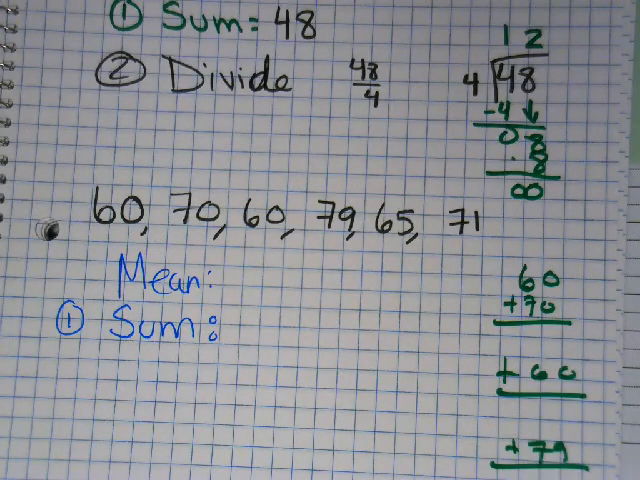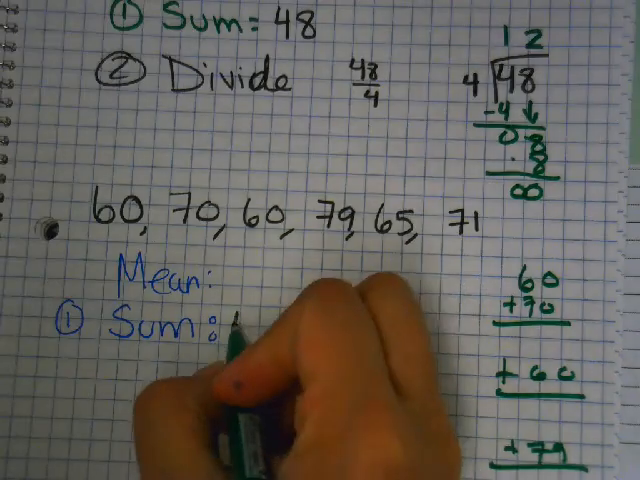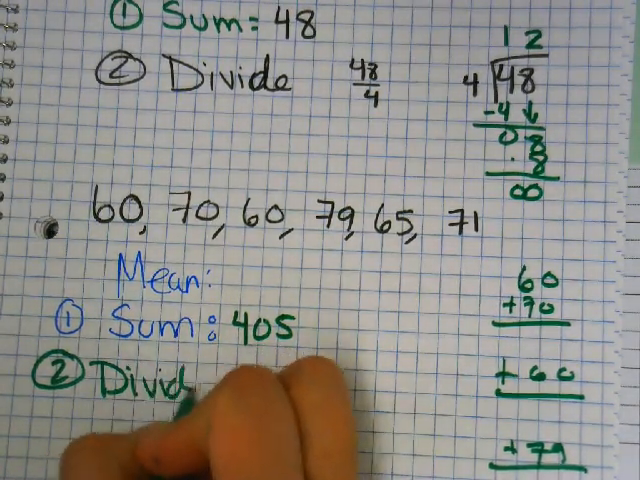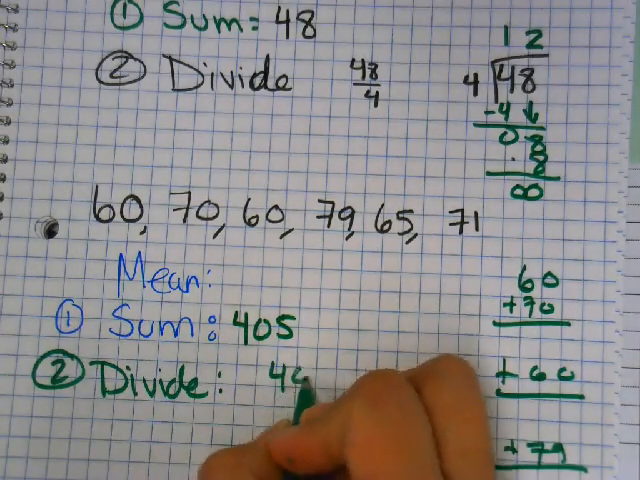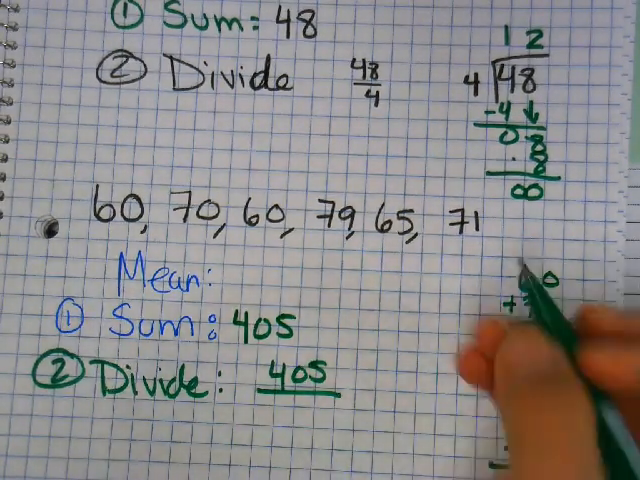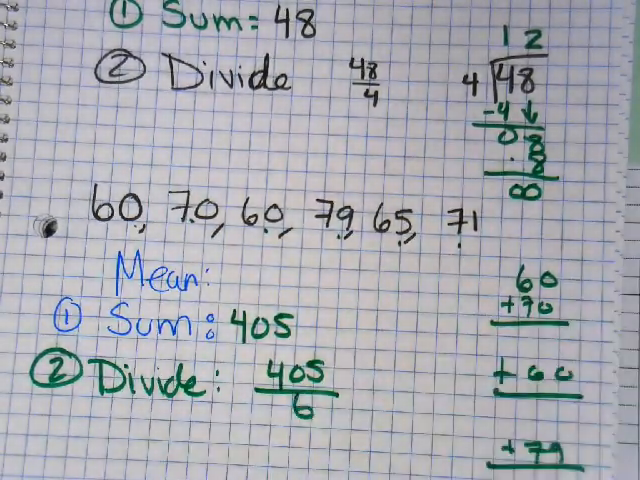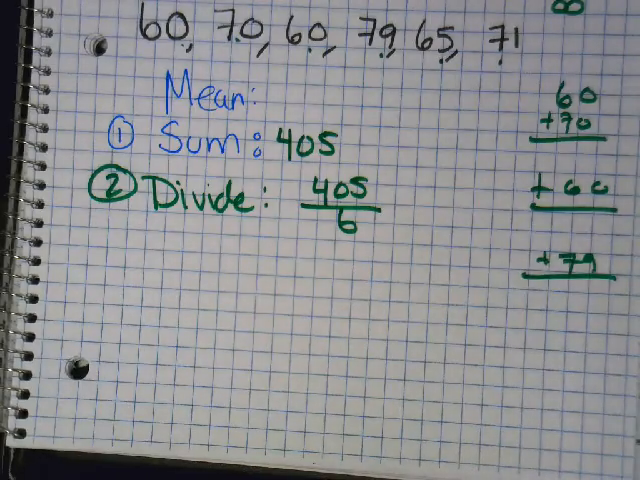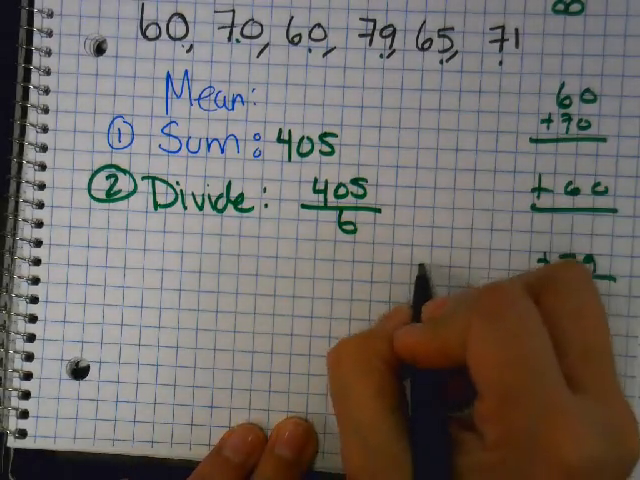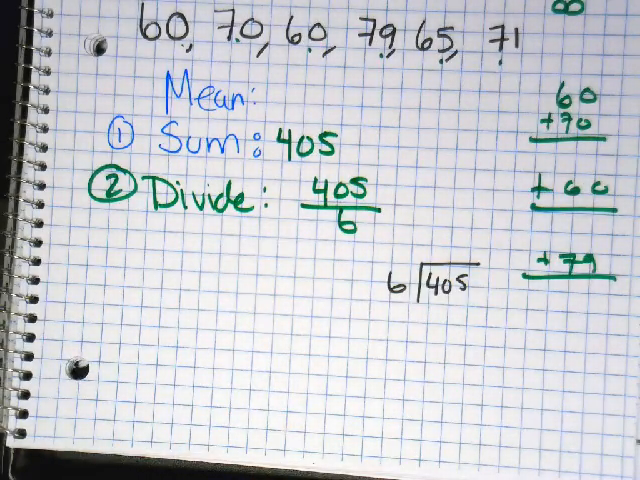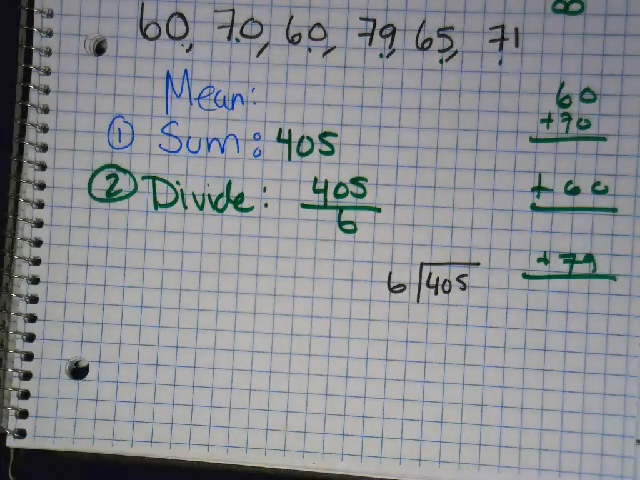All right, what do we get when we added all the numbers? 405. Just like the freeway. Okay, second step. Divide. What am I going to divide 405 by? 6. 1, 2, 3, 4, 5, 6. Very good. Divide by 6. I have no idea what 405 divided by 6 is.